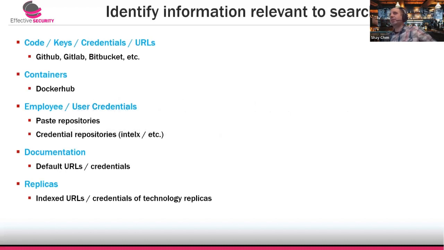Which information? Let's start. A, code, keys, credentials, and secret URLs in the application. All those are elements you can get. B, live containers with actual test data of the application that we're testing or the organization that we're testing, okay? C, employee or user credentials for that application, or at least usernames, which we can then use in a brute force attempt or password spraying attempt. D, documentation. Sometimes that's useful, okay?